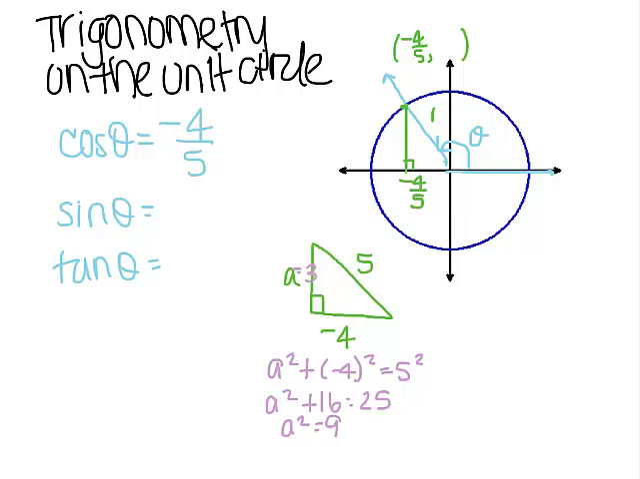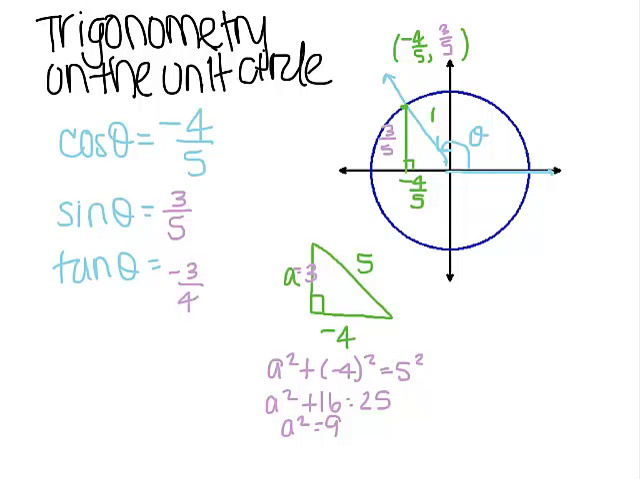So the sine here is going to be the opposite side over the hypotenuse, so 3/5. So I'm just going to label that here on my picture, 3/5. Right, and the tangent is going to be opposite over adjacent, so that's going to be -3/4.